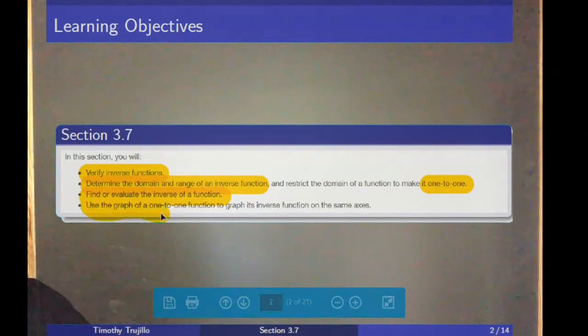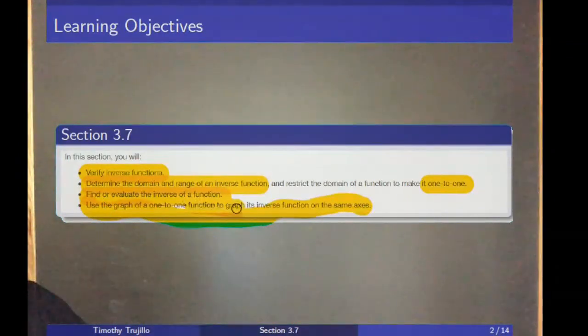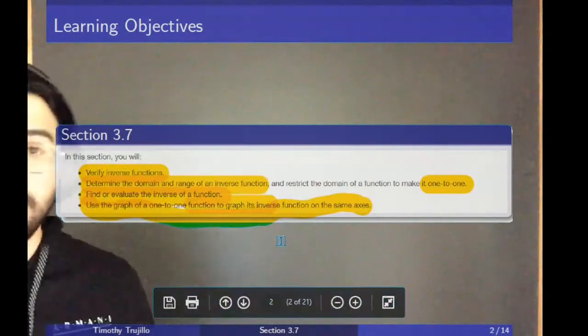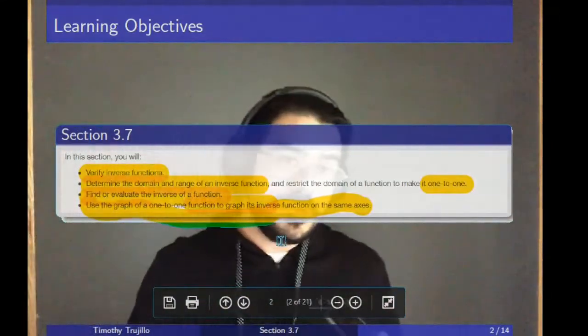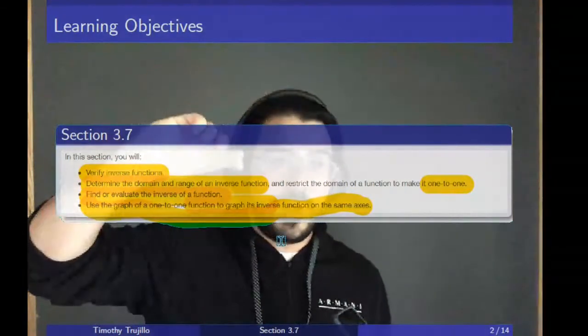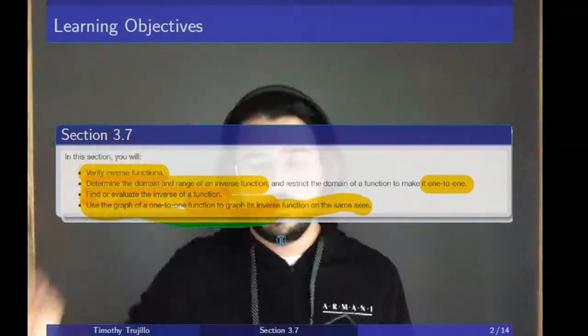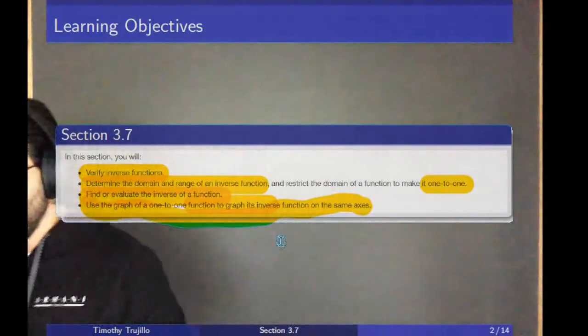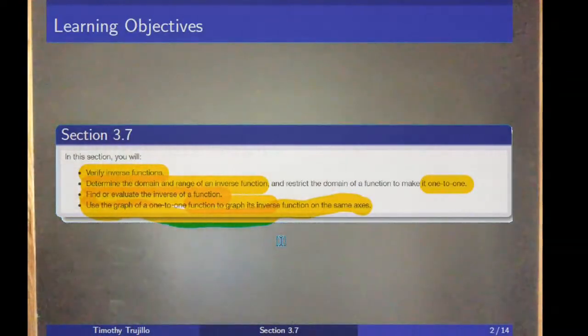And then finally, sort of what we were doing just now is if you have something that's one-to-one, well, you should be able to graph the inverse function on the same axis. And it's exactly what I was just doing, right? You take the points, you switch the x and the y value roles, and then you just sort of fill in the graph. We'll do one more example at the end to help out with that. And I think we're running a little bit behind, so I'm going to go past these objectives pretty quickly. If you need to, you can check them out in the book or watch the video.